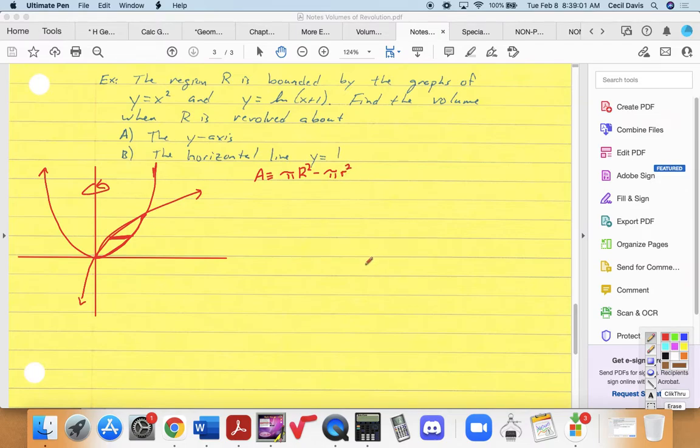I need everything to be in terms of y because I'm going perpendicular to the y-axis. So that's going to be x is what? The square root of y. And here, that's going to be e to the y equals x plus 1. So it'll be e to the y minus 1 is equal to x.